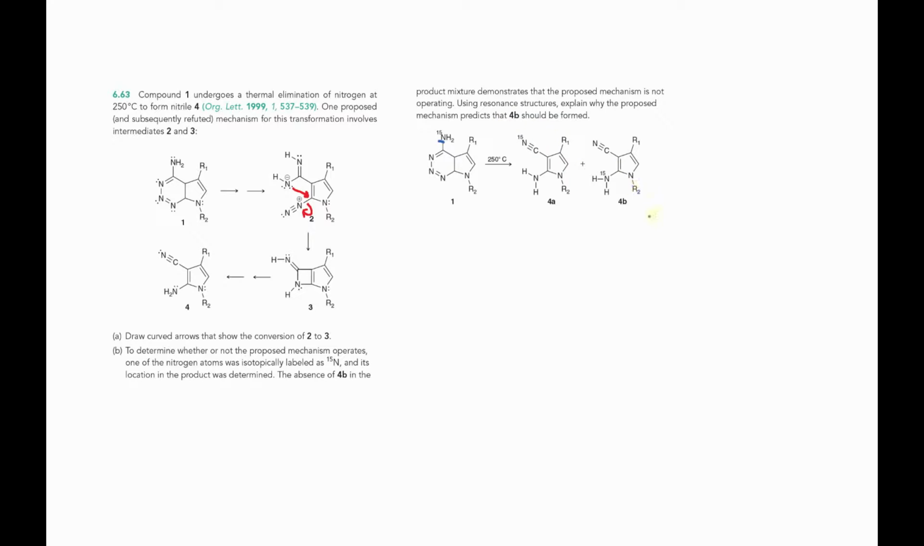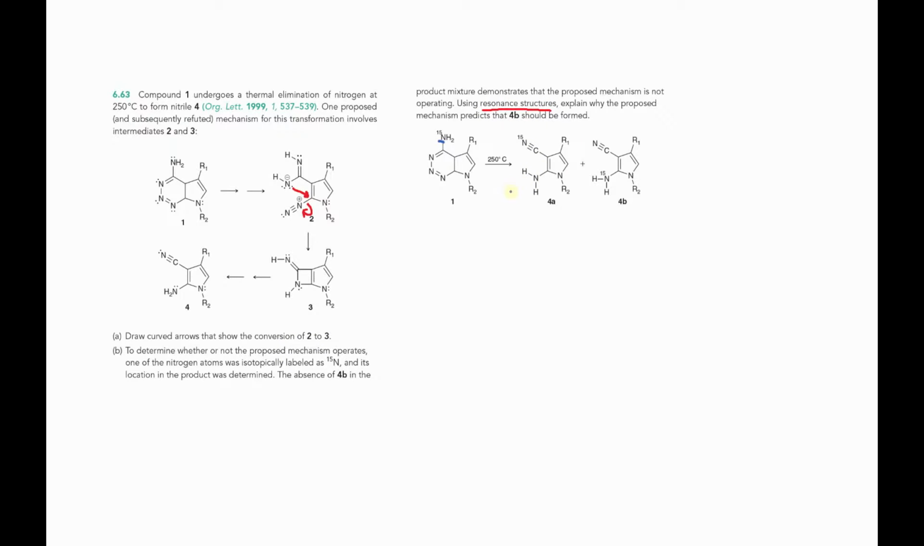The absence of 4B in the product mixture demonstrates that the proposed mechanism is not operating. In other words, it's saying that since we don't have 4B here, what we thought, the proposed mechanism, is not really working. So we are trying to find out how we could reason that out before this testing happened. It asks us to actually use the resonance structure. That's a big hint to solve part B.